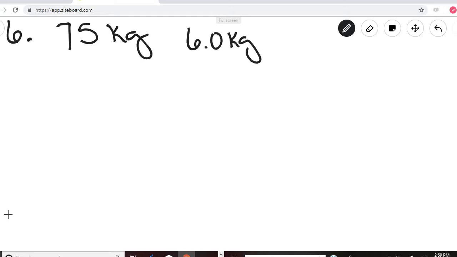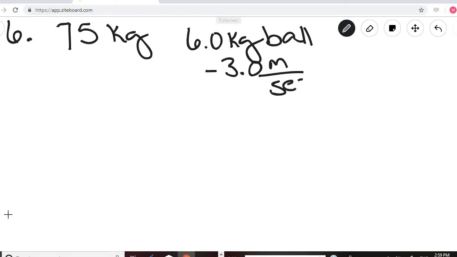Okay, so now we look at number 6. Number 6 says that we have a 75 kilogram ice skater. This ice skater throws a 6.0 kilogram ball at a velocity of -3 meters per second. What is the resulting velocity of the ice skater?